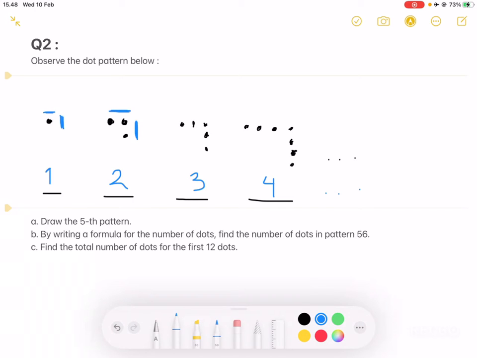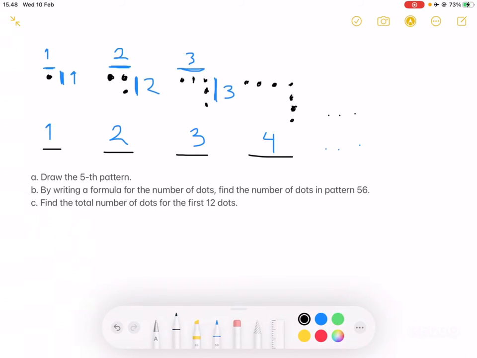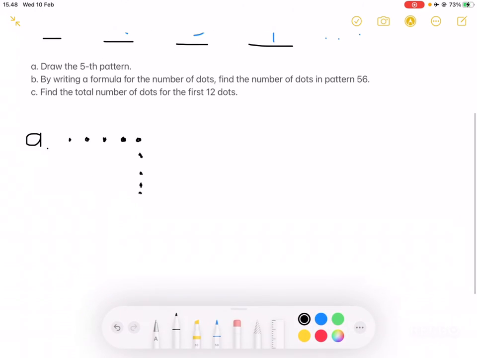So notice for the first pattern, the length is 1 and 1. For 2, the length is 2 and 2. 3 is 3 and 3. And then you can just see where this is going. So immediately we can just draw the 5th pattern. So the 5th pattern will look like this. So 5 dots horizontal and 5 dots vertical. There you go, something like that. And then I would just label this as pattern 5.